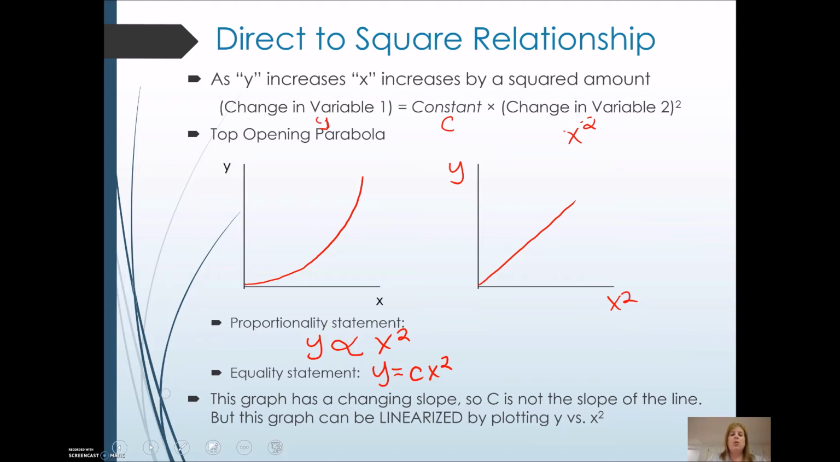And so then we've got a simple equation, right? We're back to our linear y is equal to mx plus b. So now we have y is equal to our slope m, which is our constant c. But our x value isn't just x, it's x squared. So there's our equation for our linearized graph. That means if I get the slope of this and I multiply it by x squared, it's going to give me the y value.